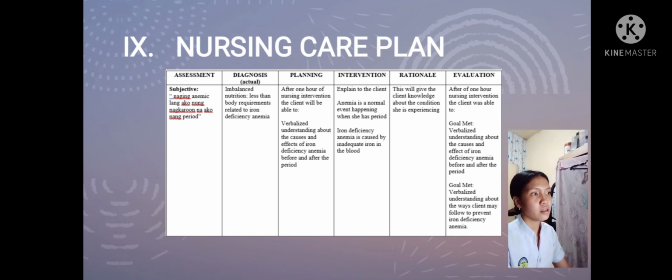In the intervention, explain to the client that anemia is a normal event happening when she has a period. Iron deficiency anemia is caused by inadequate iron in the blood. The rationale: this will give the client knowledge about the conditions she is experiencing. Evaluation: after 1 hour of nursing intervention, goal met, the client was able to verbalize understanding about the causes and the effect of iron deficiency anemia before and after the period, and about the ways she may follow to prevent iron deficiency anemia.